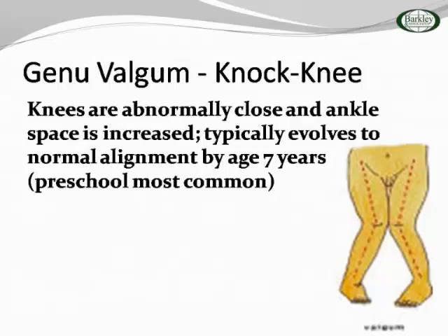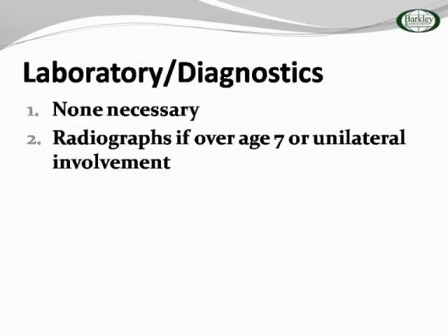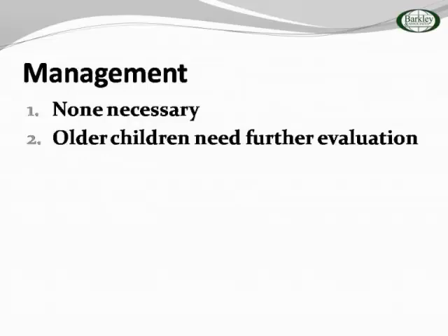Now, we think about valgum, knock knees. Up to 7, it's normal in preschoolers. If you look right here, these are what's called the medial malleoli, the bony prominences in the inner ankle. They're going to have a pretty wide space there, which means it's more than 3 inches. There's no pain, full range of motion. They can walk and run. Typically, they outgrow that. Nothing is necessary. X-rays only if age 7 or older or unilateral involvement, then you might want to see what else might be going on. Typically, older children need further evaluation, but most of the time they're going to outgrow that.